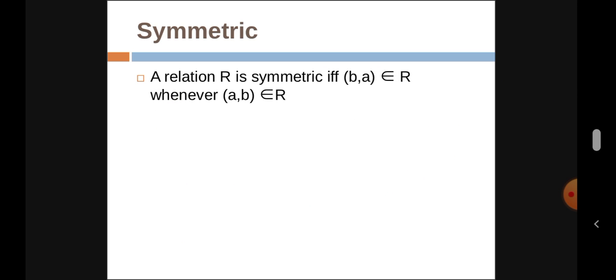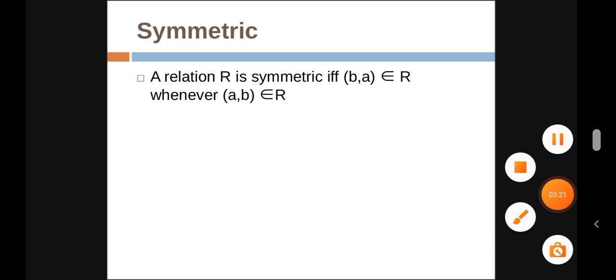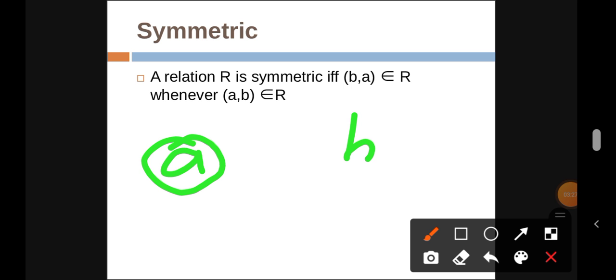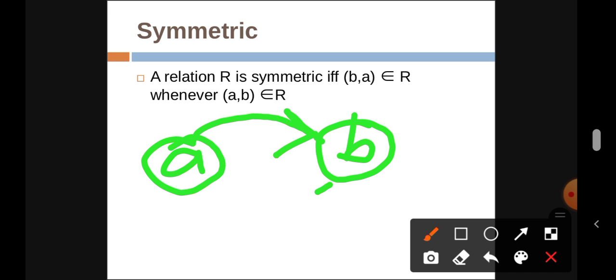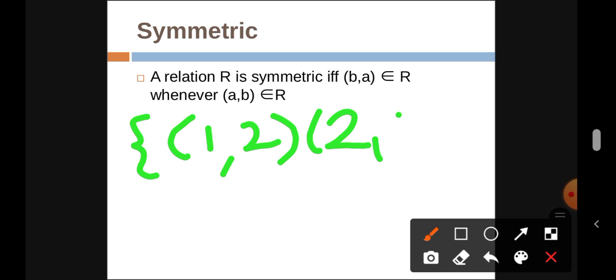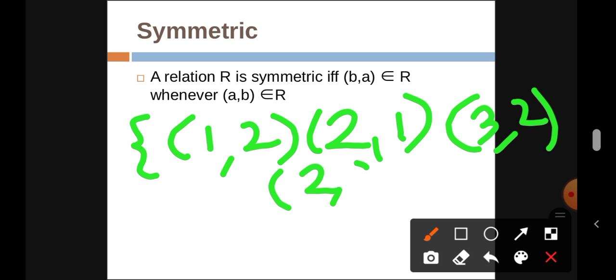Second is symmetric. A relation R is symmetric if and only if (b, a) is an element of R whenever (a, b) is an element of R. If we represent it using a diagram, suppose this is a and this is b, and if there is an edge from one vertex to another, then there is an edge in the opposite direction. We can also represent it using coordinates: (1, 2), (2, 1), (3, 2), (2, 3).